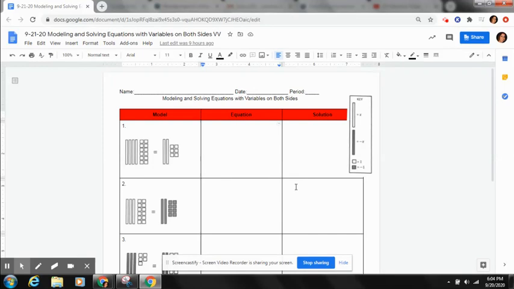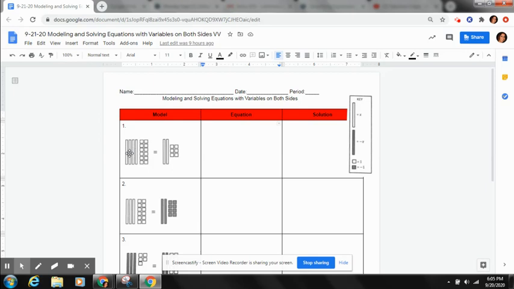All right, so for this assignment, you're going to be using models to set up your equation and then solve it. So you can see here there's a model. There's a little key on the side. Unshaded long rectangular piece is x. A shaded rectangular piece will be a negative x. Unshaded little square is a 1, and then a shaded is a -1.